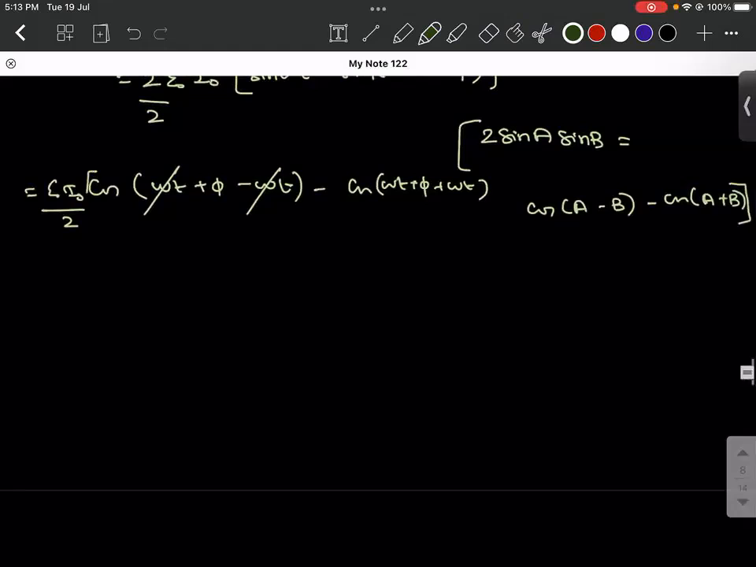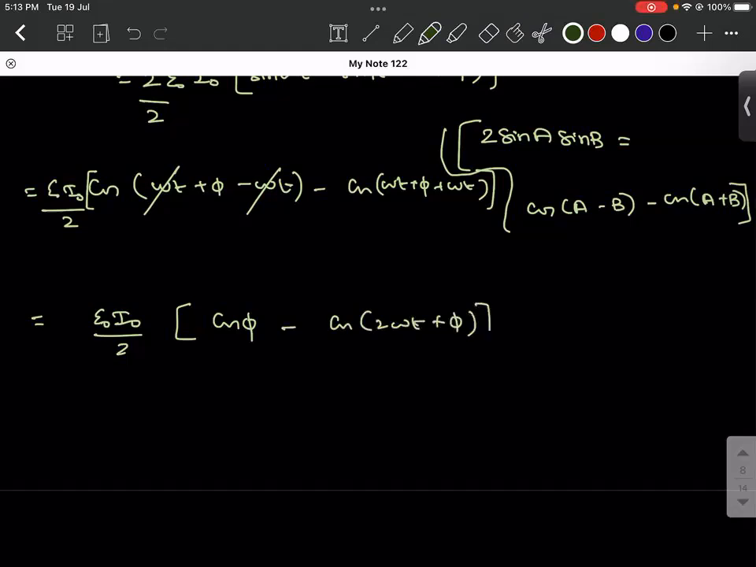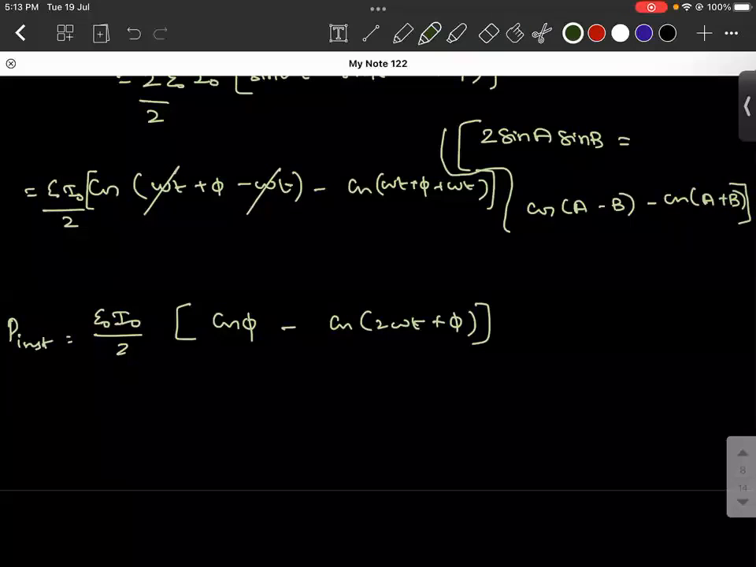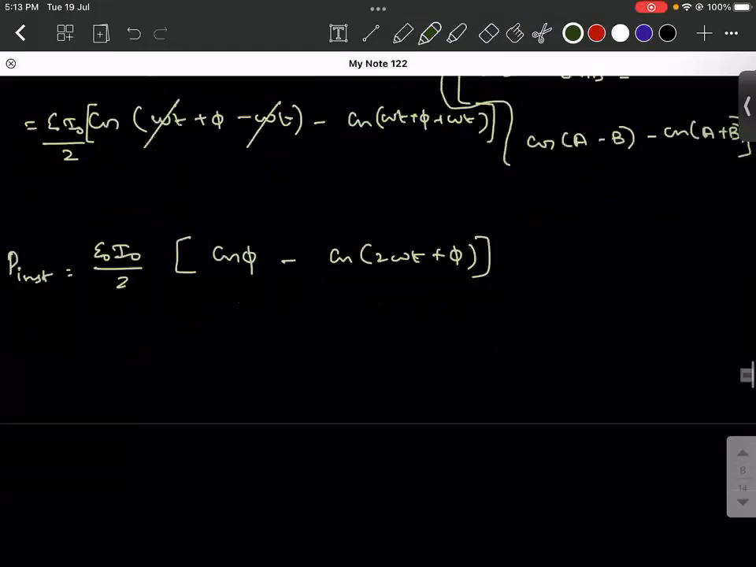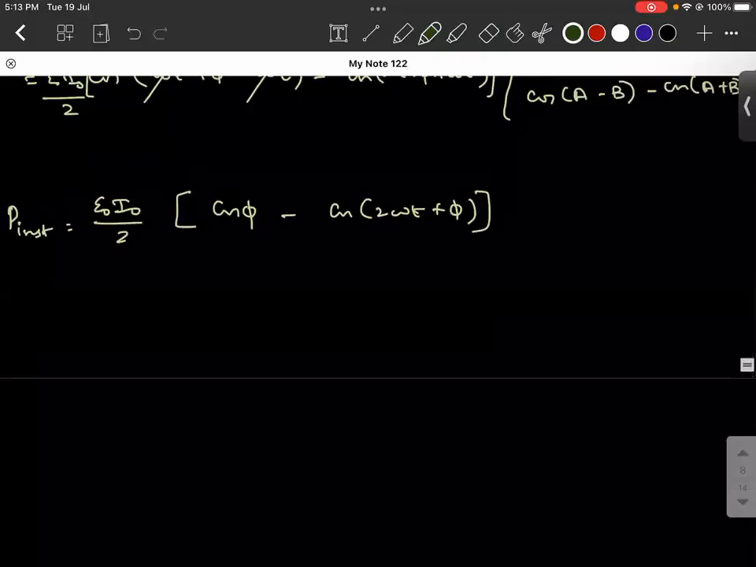Okay, so this whole thing has a bracket. Never forget that. So we get E naught I naught divided by 2 into cos phi minus cos of 2 omega t plus phi. The instantaneous power is given by this value. So what is the heading?